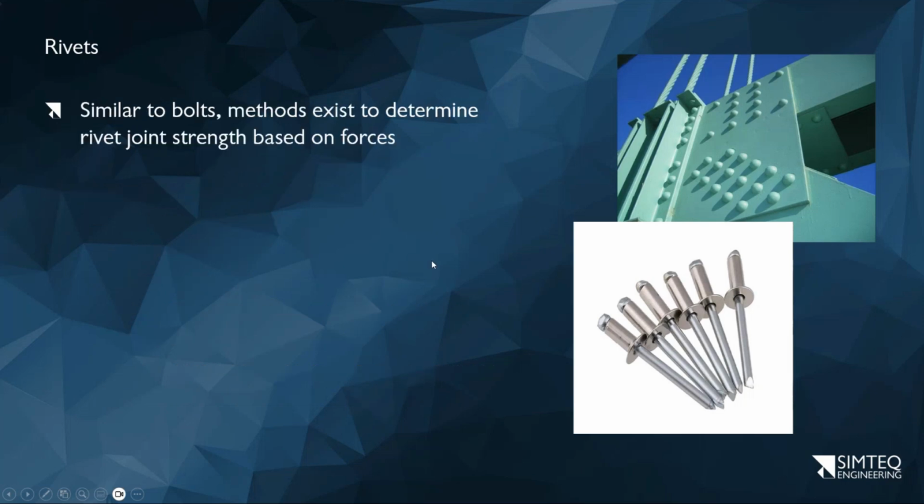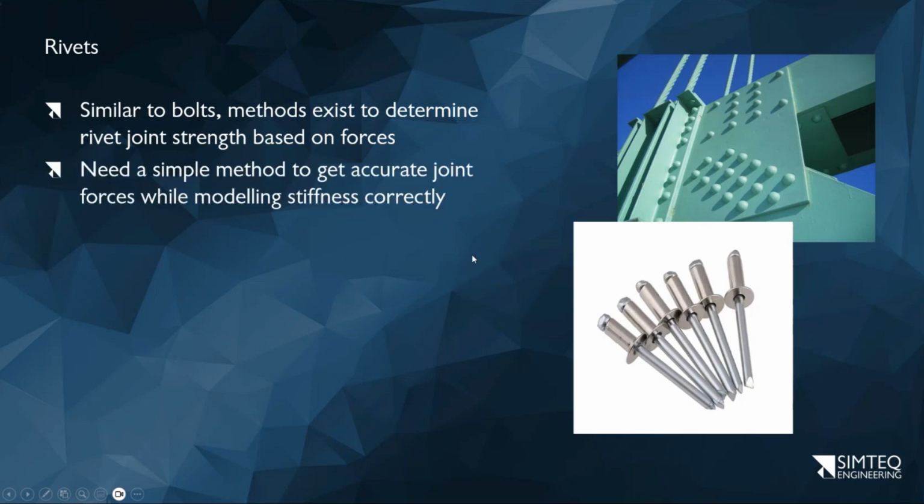Okay, so similar to bolts, there are methods that exist based on measured data and lots of tests to determine the strength of every rivet type, direction, load combination, and so on. So if we can again get the forces, I don't need to model this in a lot of detail. I can model this in a lot simpler way, extract the forces, and then use it in a separate calculation to determine whether or not it will fail. So we need, again, a method to accurately get those forces.